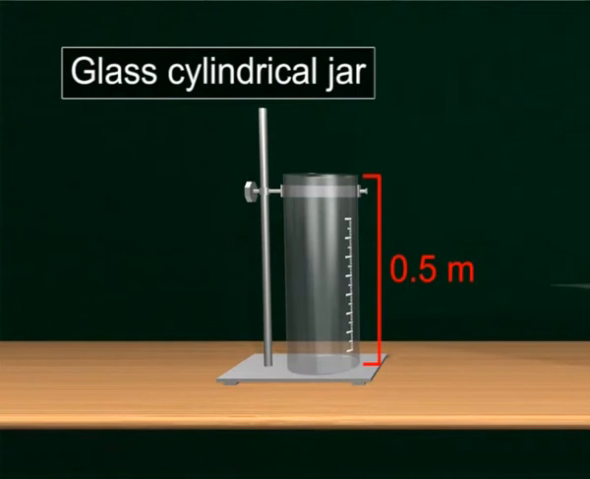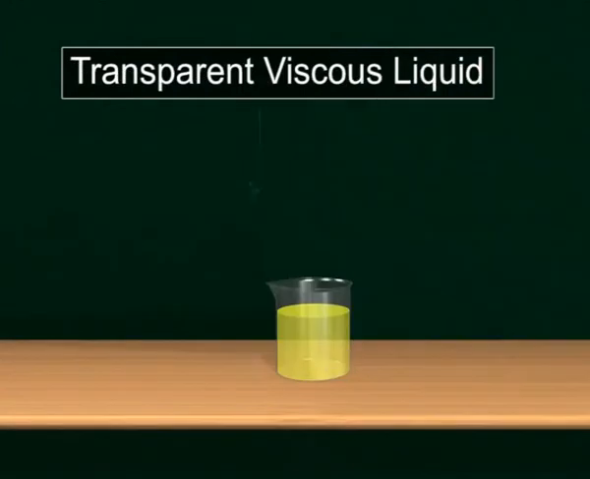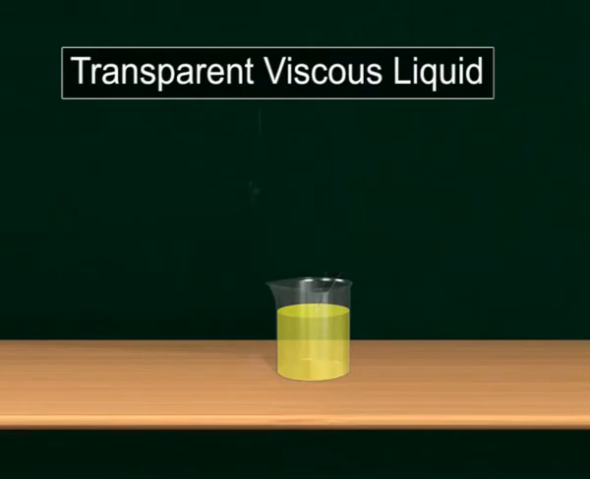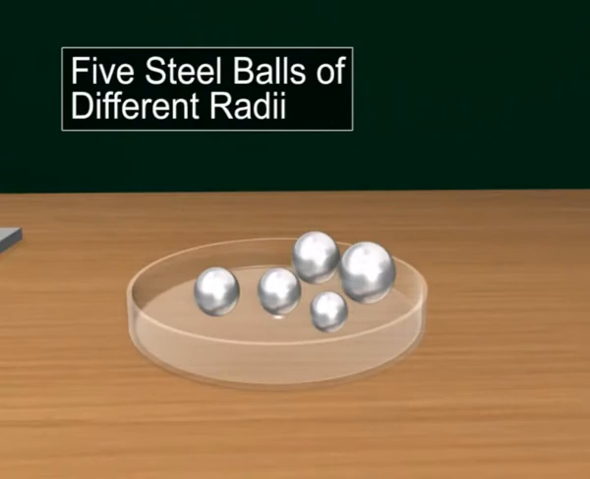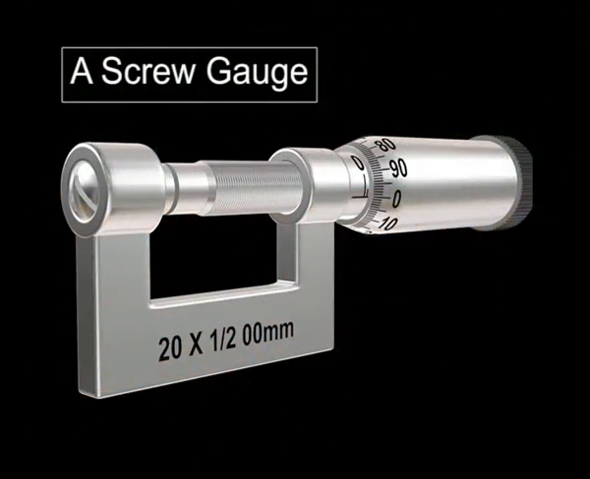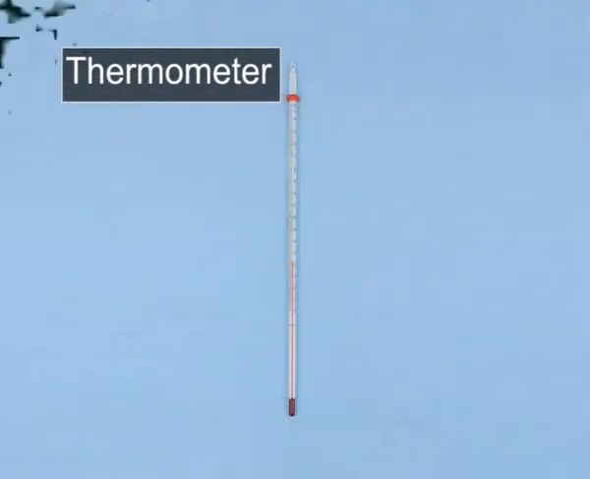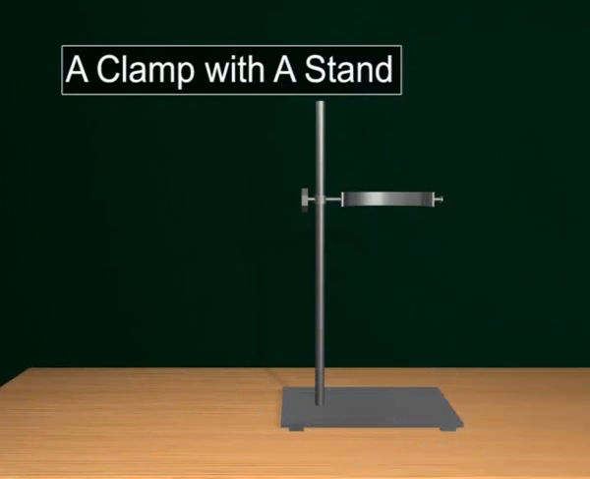A half-meter high, 5 centimeter broad glass cylindrical jar with millimeter graduations along its height. Some transparent viscous liquid, which can be castor oil or glycerin. 5 steel balls of different radii. A screw gauge, stopwatch, thermometer, and a clamp with a stand.